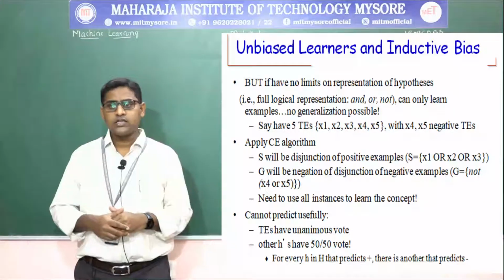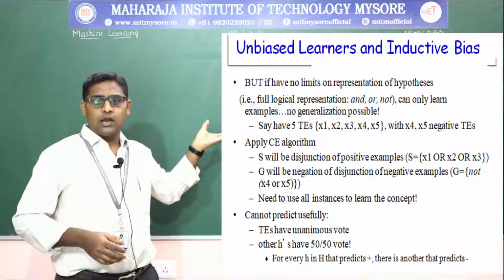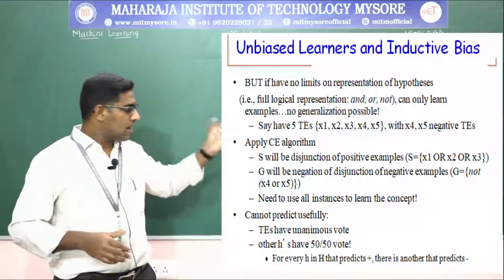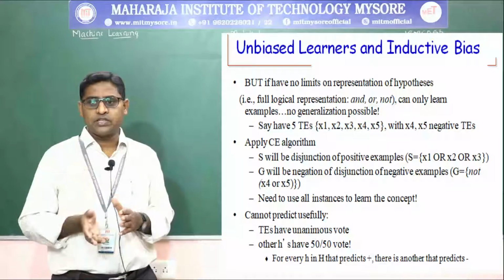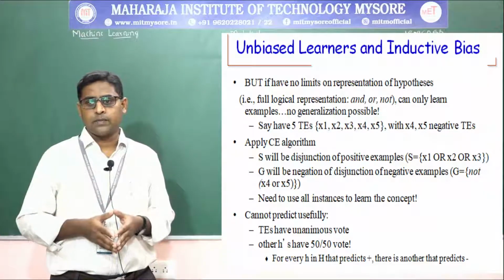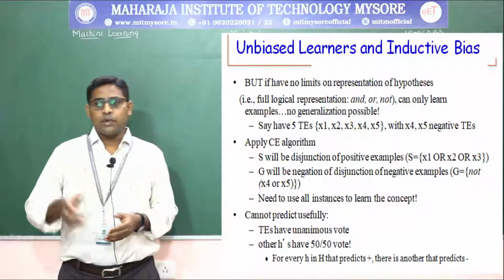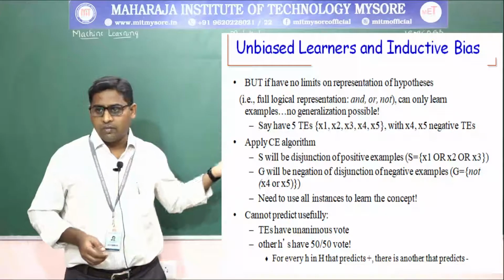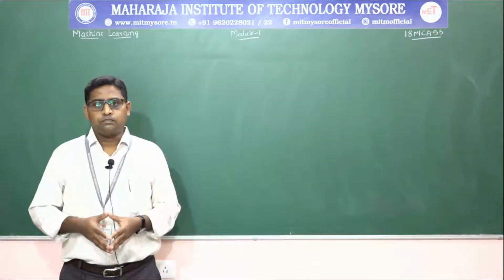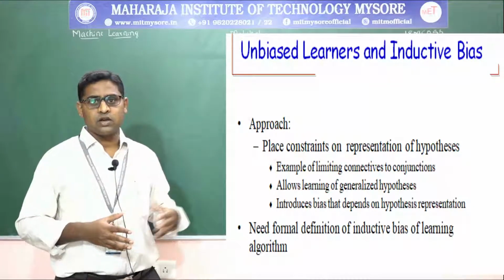So we need to use all the instances to learn the concept. We cannot predict whether training examples have been unanimously or not unanimously voted, or whether hypothesis H will have the precision of 50% vote or not. So for every H in the hypothesis space that predicts positive, there will be another prediction that it will be negative also. So unbiased learning and inductive biased learning is the last subtopic of this concept learning.